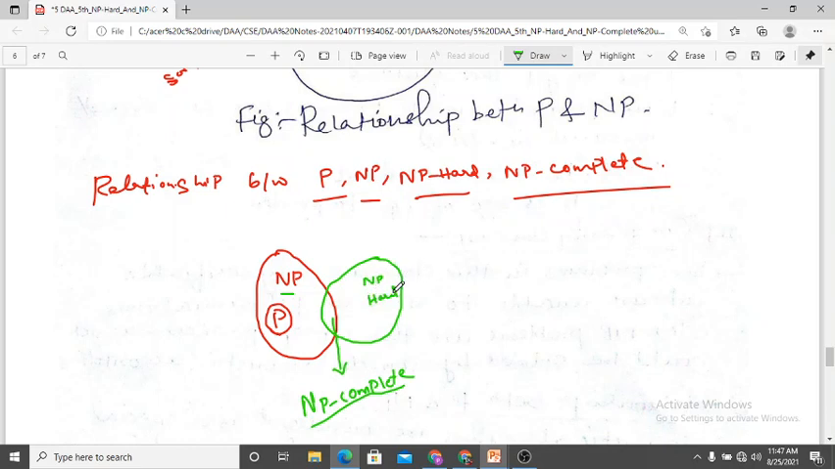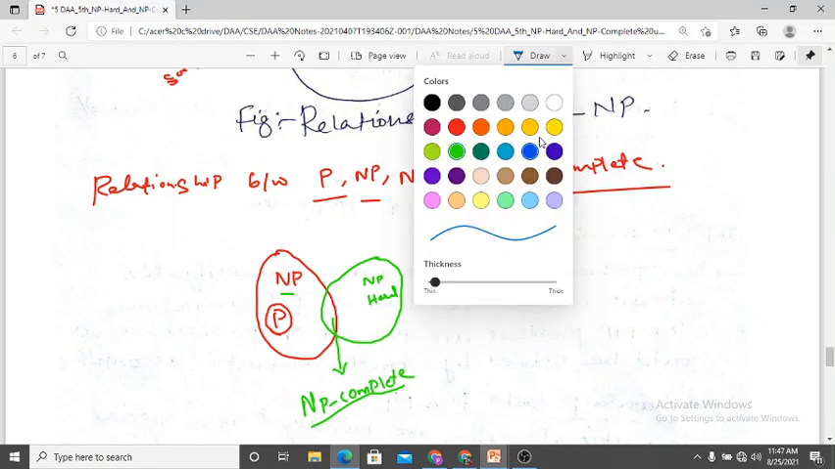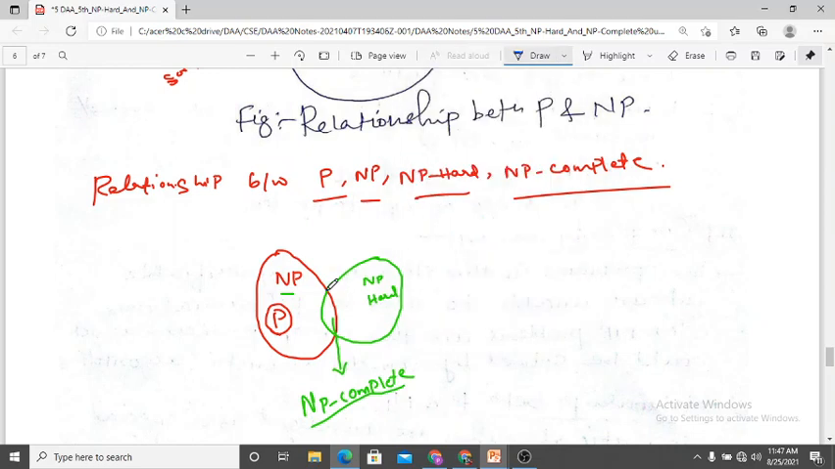all NP hard problems we cannot say are NP complete, because what is the size of NP complete? Only the intersection between these two circles, that is only NP complete. Because of that we are telling whatever the NP complete problems are there, that is non-deterministic polynomial hard. Okay, so this is a relationship between P, NP, NP hard and NP complete.